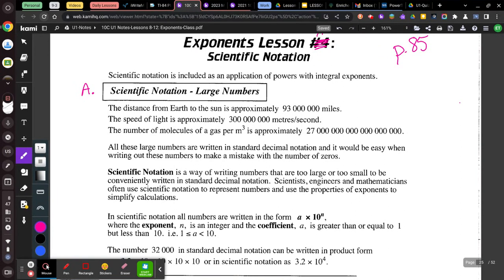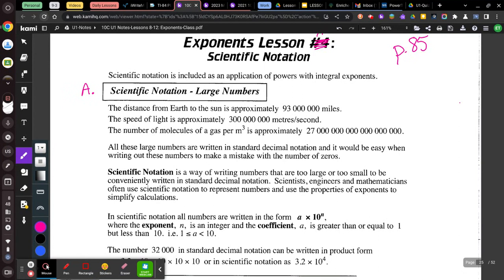So it says the distance of the Earth to the Sun is approximately 93 million miles. The speed of light is approximately 300 million meters per second. The number of molecules of gas per meter cubed is approximately, oh my gosh, millions, billions, trillions, quadrillions, 27 quintillion. So those are very large numbers.